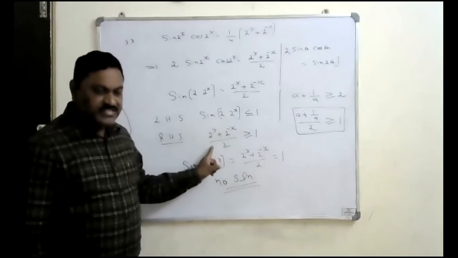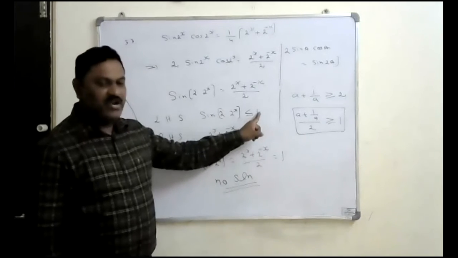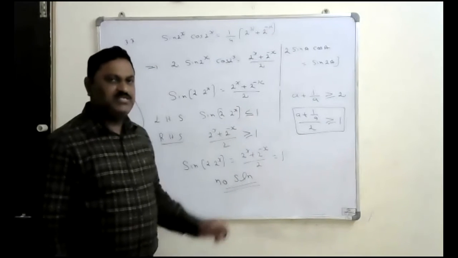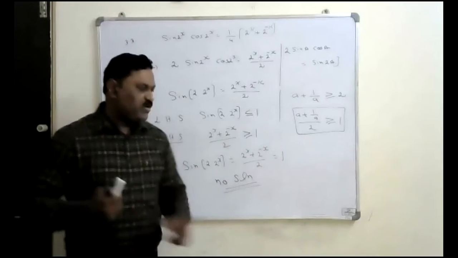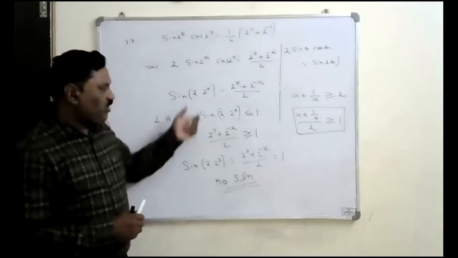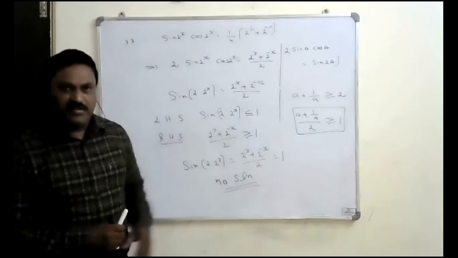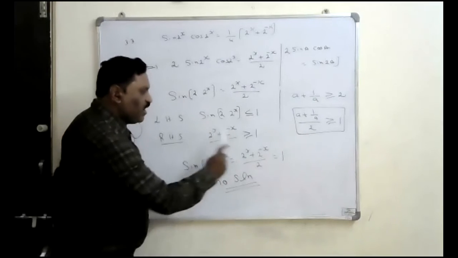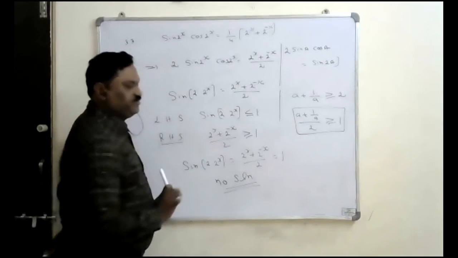Means its minimum value is 1 and its maximum value is 1, and these two are equal means these two maximum or minimum values must be equal to 1. These two are equal at 1 only. That's why this expression and this expression are equal to 1.